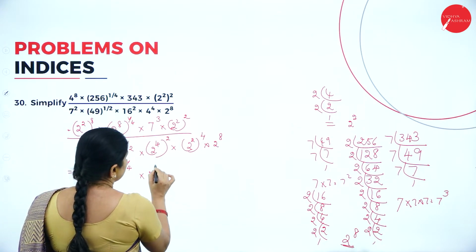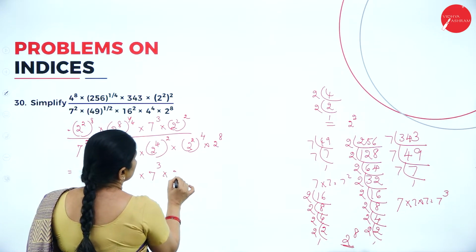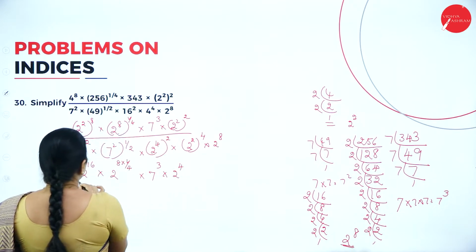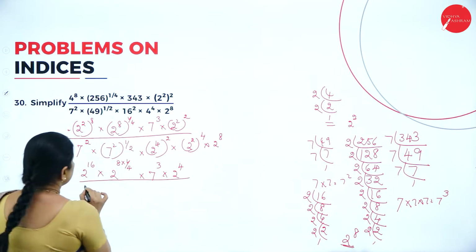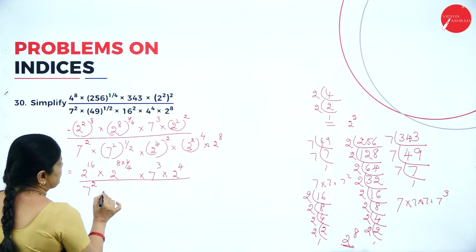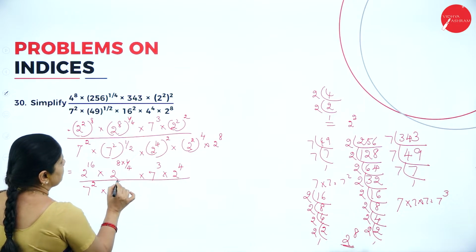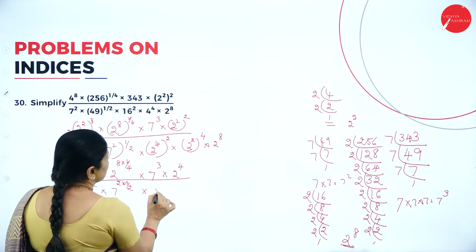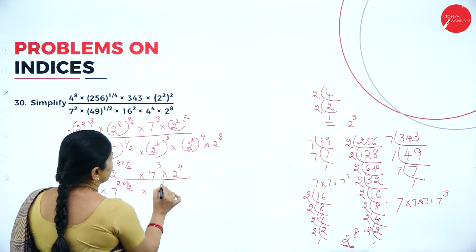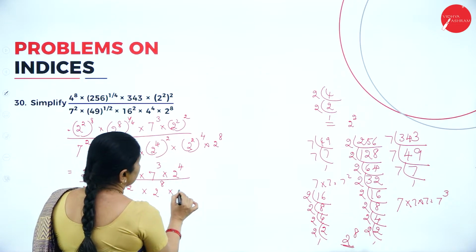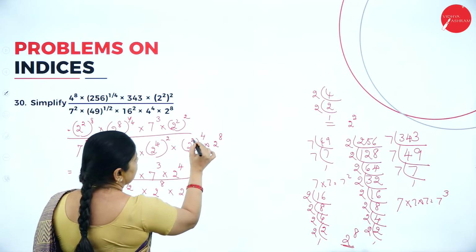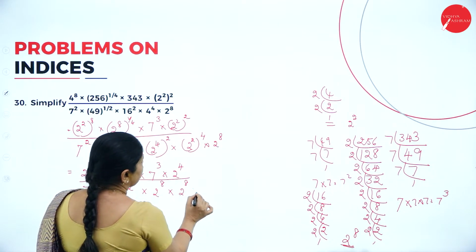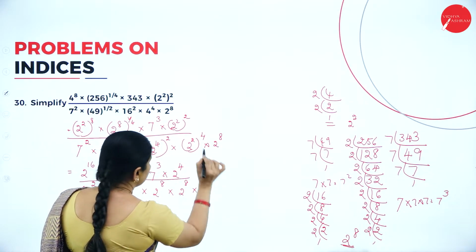Then 7 cube into 2 to the power 4 whole over 7 square. I am writing it as it is. Then 7 to the power 2 into 1 by 2 into 2 to the power 4 into 2 is 8. Then again I am having 2 to the power 2 into 4, it is 8. Again 2 to the power 8.